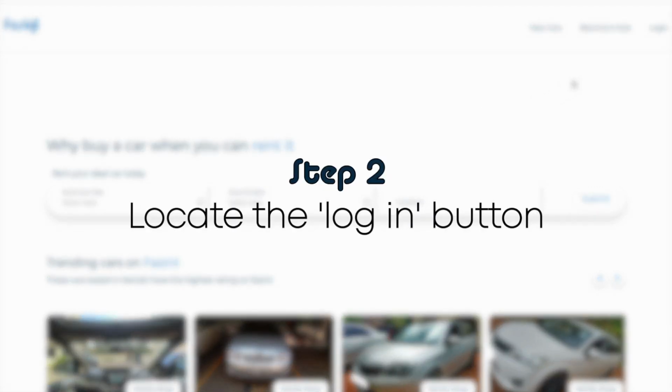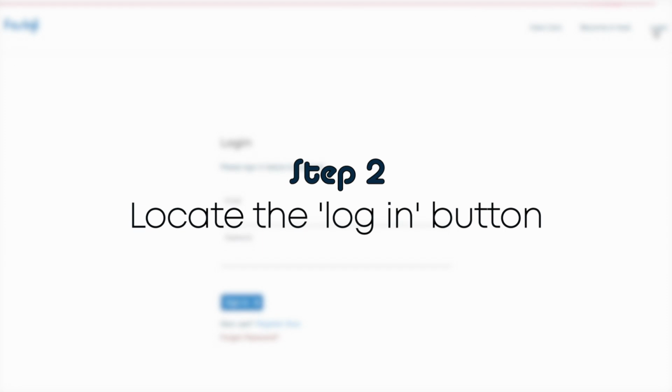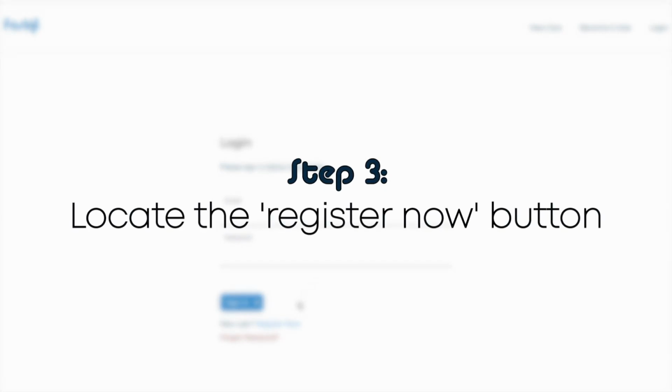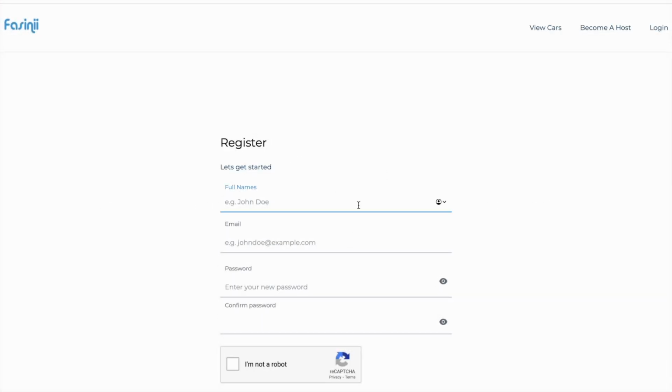Step 2. Look for the login button at the top right corner of the Fasinii homepage. Once you locate this, click on it to access the login page. Step 3. Locate the Register Now button on the login page. This can be found underneath the Sign In button but above the Forgot Password button. Click on this and you will be taken to the registration page.